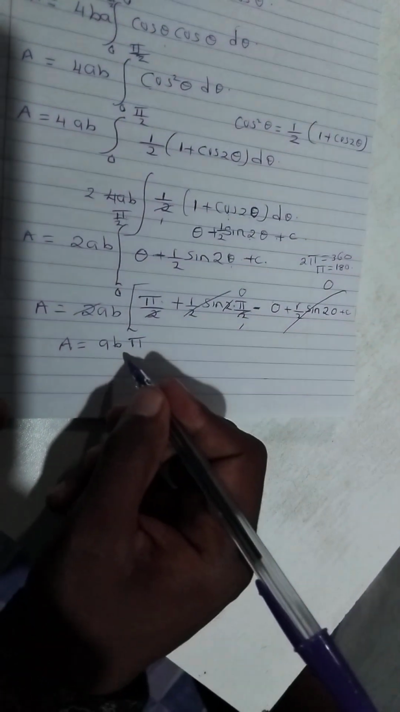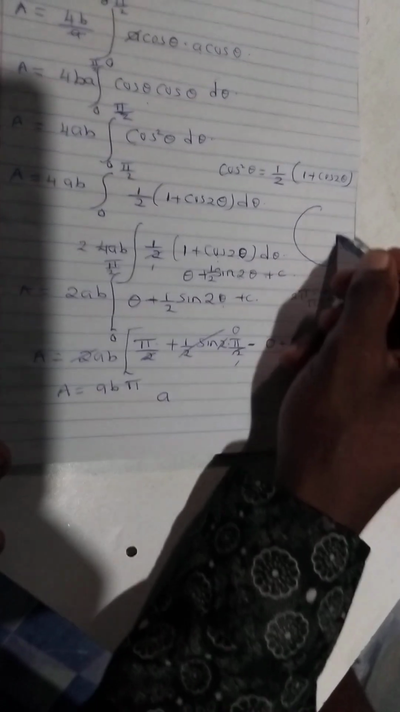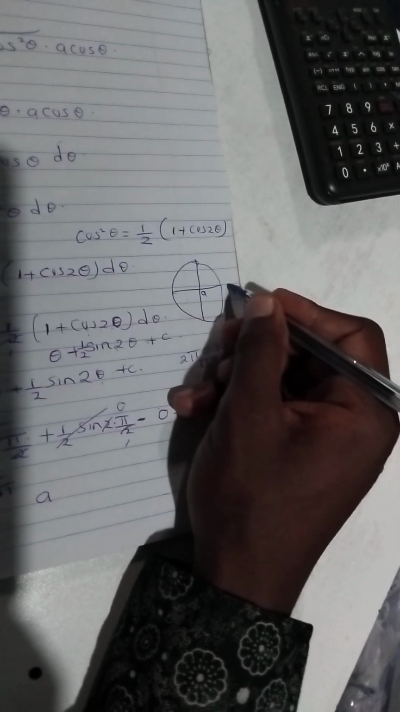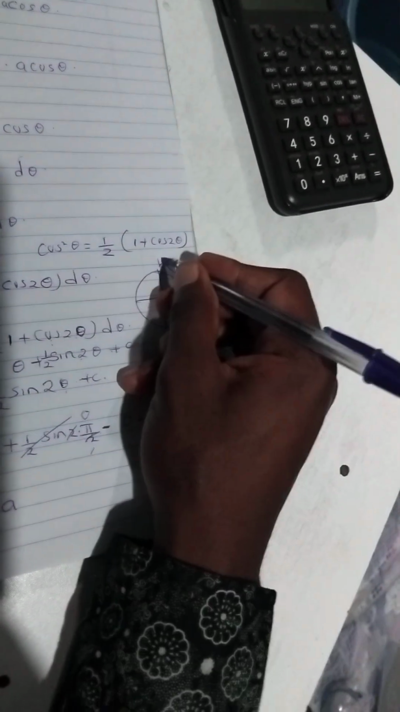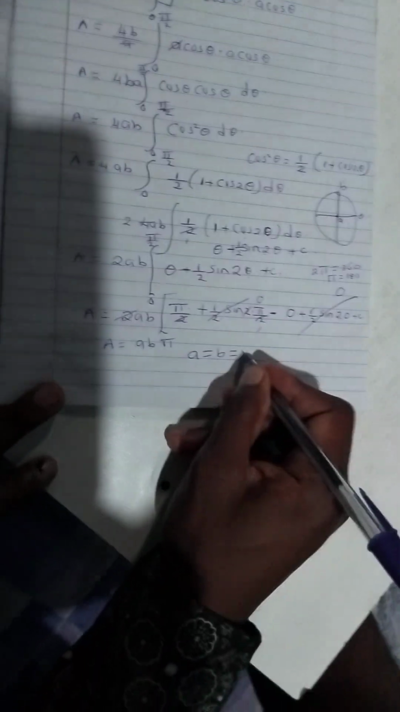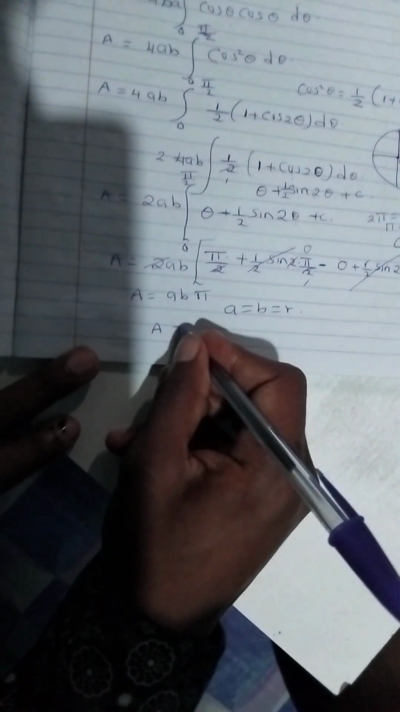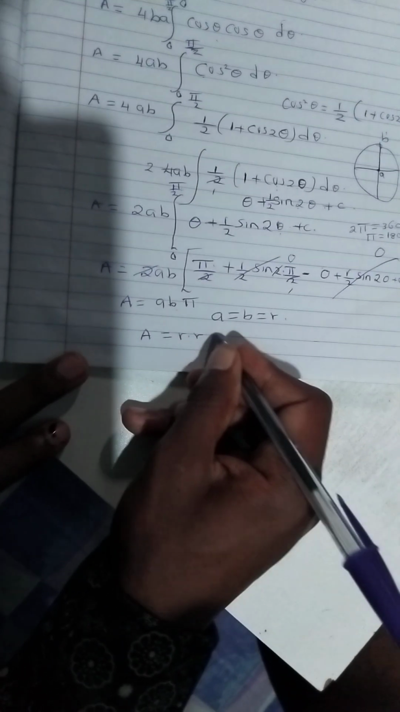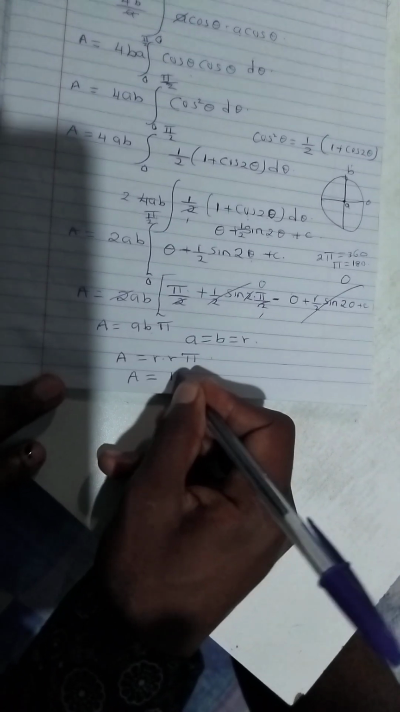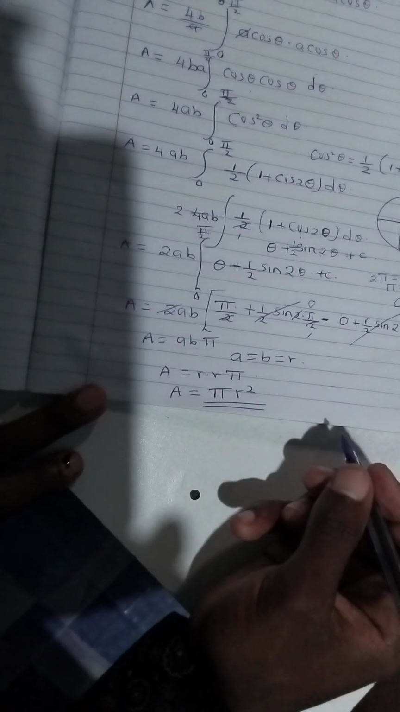Now, from our circle, you remember our circle was this way. Then we had divided it into 4 parts, and we had a to 0, then b. From a to b is just equivalent to the radius of this circle, meaning a is equal to b is equal to r. Now the area, replacing a and b with r, you will have r multiplied by r multiplied by pi. Finally, the area of a circle will be pi r squared. That is the area of a circle.